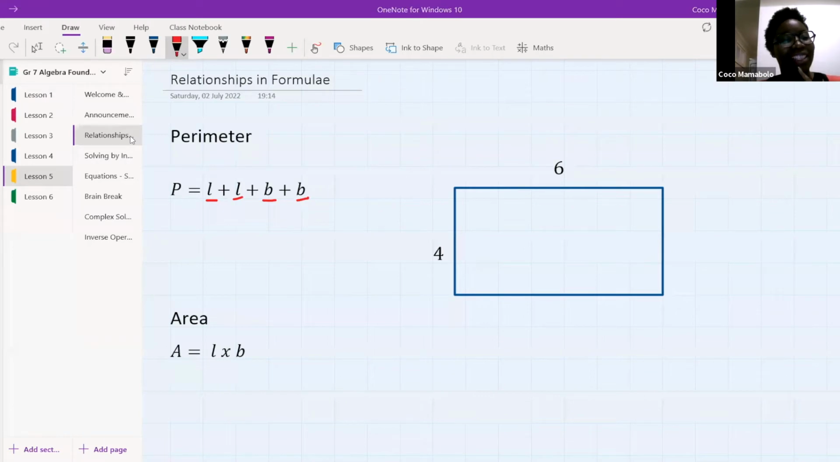Tahila, can you tell us, what am I going to get if I have L plus L plus B plus B? Ma'am, you're going to get 2L plus 2B. Oh, lovely. Thank you so much.